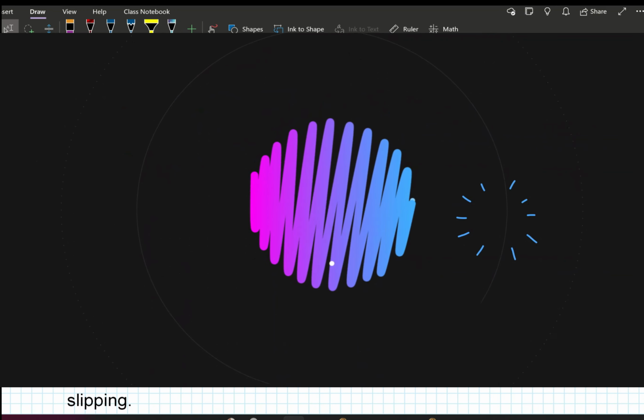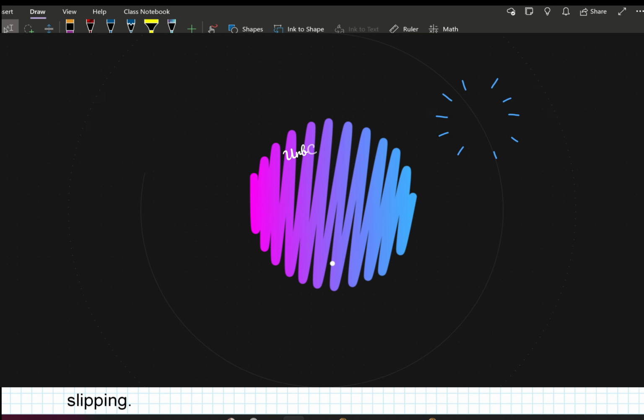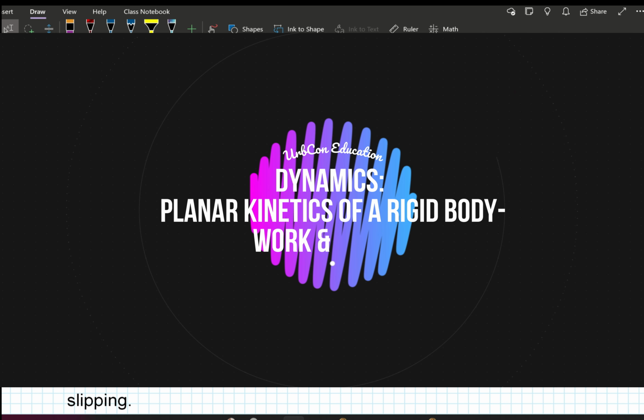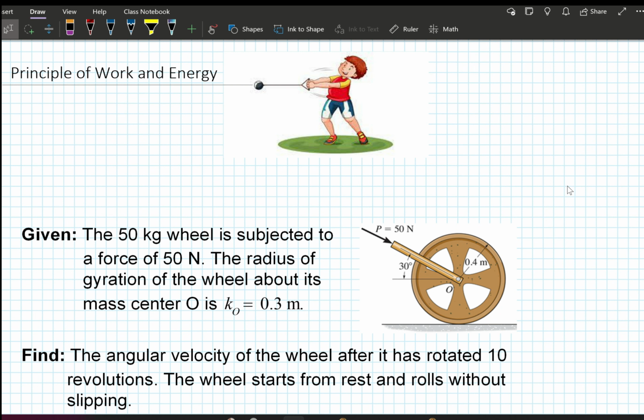Hey everyone. So in the last lecture, we talked about planar kinetics of a rigid body with force and acceleration. And in this mini lecture, we're going to do a few examples on a similar topic, planar kinetics of a rigid body, but this time with work and energy is what we're focusing on.